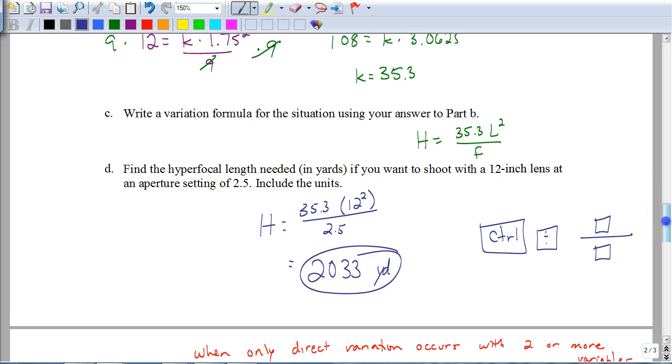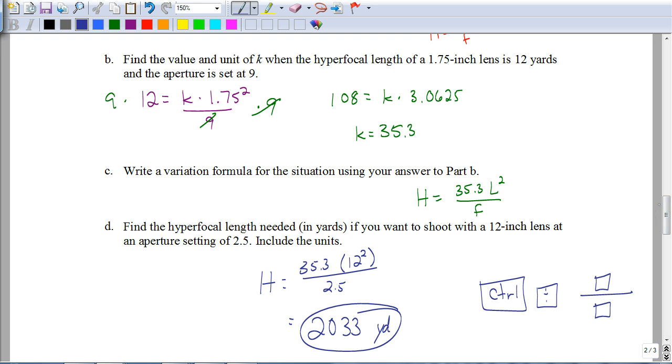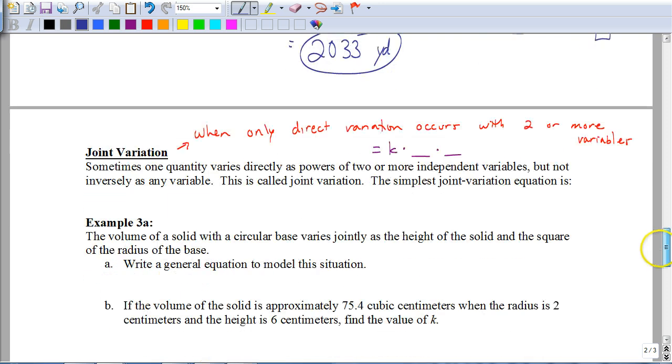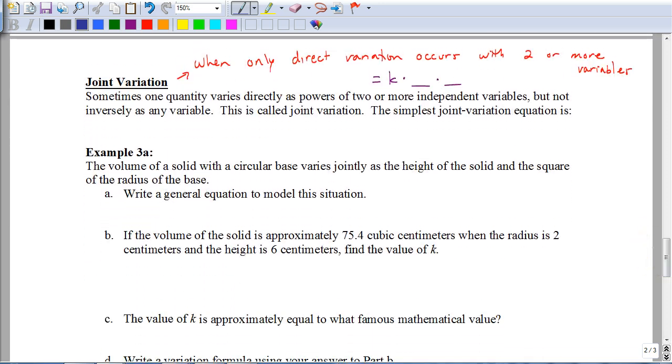Okay, so that was all dealing with combined variation. Just to review, combined variation does just like what it sounds. It combines both direct and inverse variation into one problem. On the other hand, joint variation is where only direct variation occurs with two or more variables. So remember, direct variation means equals k times something. Well, varies jointly is what we'll see here. That means that it's also going to equal k times something, but it's going to be more than one variable that we multiply together. So that's why I said k times something else.